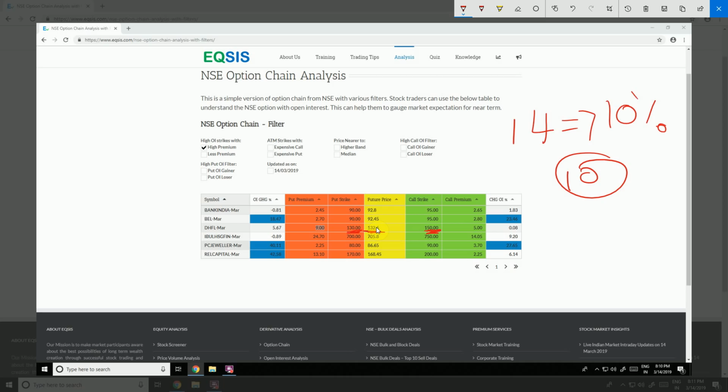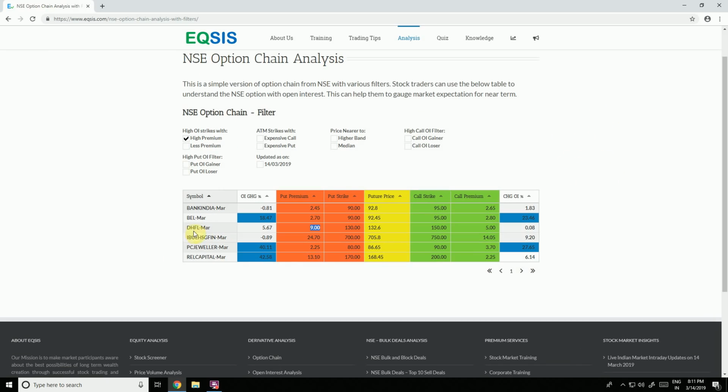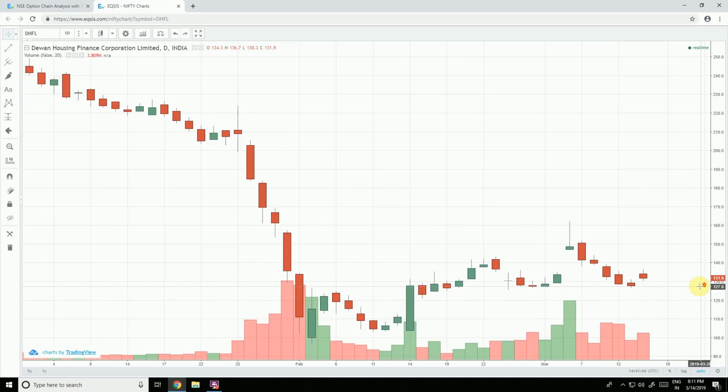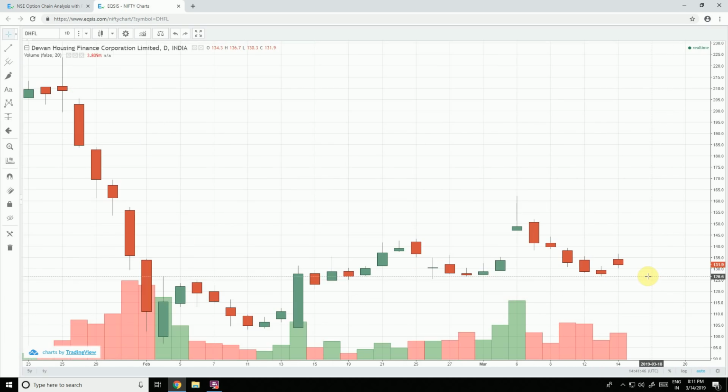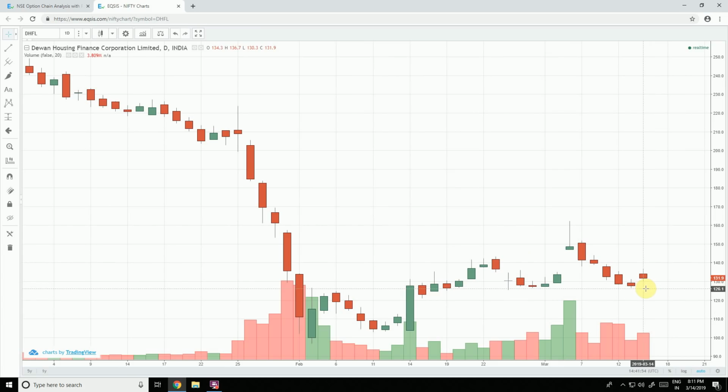If DHFL is highly volatile, that's what it tells me. And one more thing, I may be interested in looking at charts as well. If I click on the company name, it takes me to the charts here. DHFL, which got 130. So now, even if the price goes down 10%, it is not a big deal. I think in one shot it can actually go down as well.